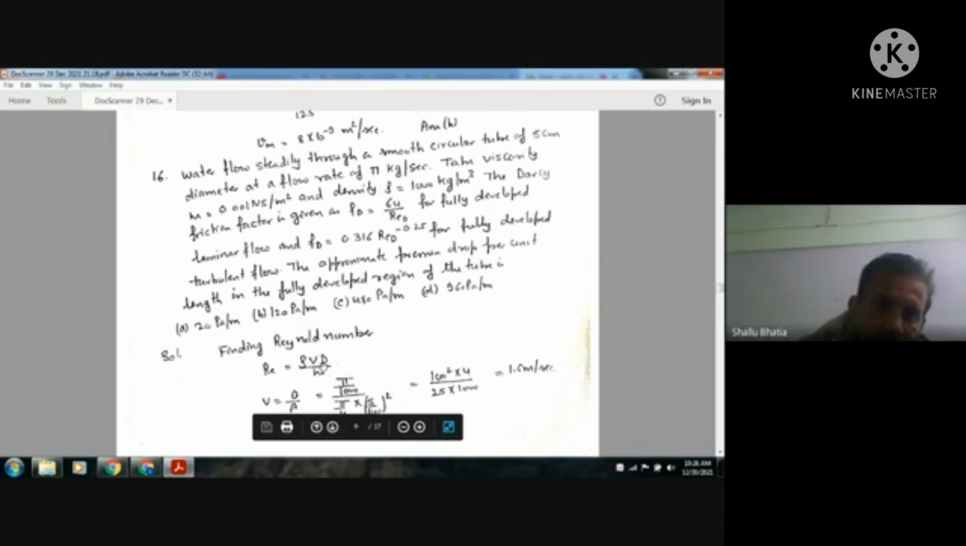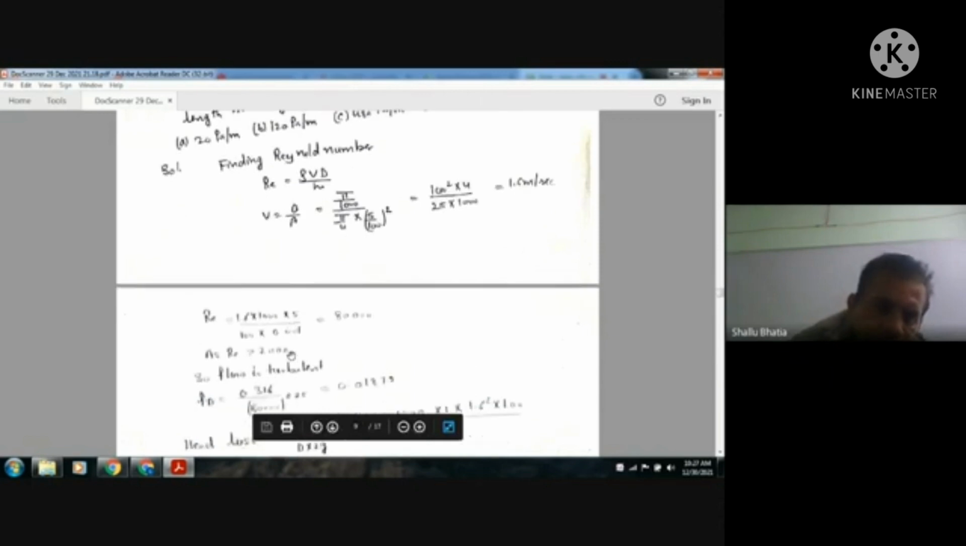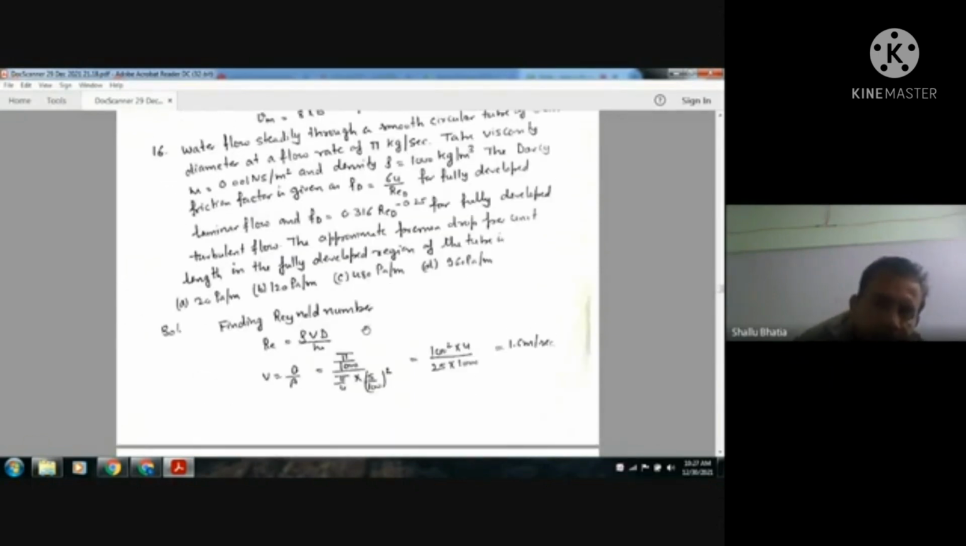Viscosity is also given, and rho is 1000. From this we can calculate the Reynolds number. The Reynolds number comes out as 80,000. As it is an internal flow, because it is flowing through a circular tube, it is a turbulent flow because Re is more than 2000. So flow is turbulent.